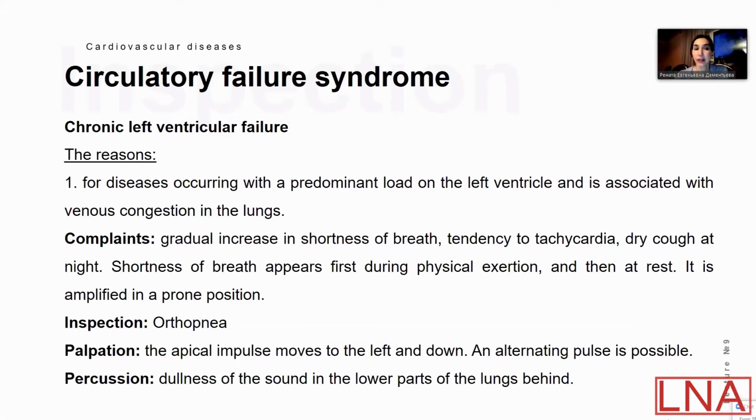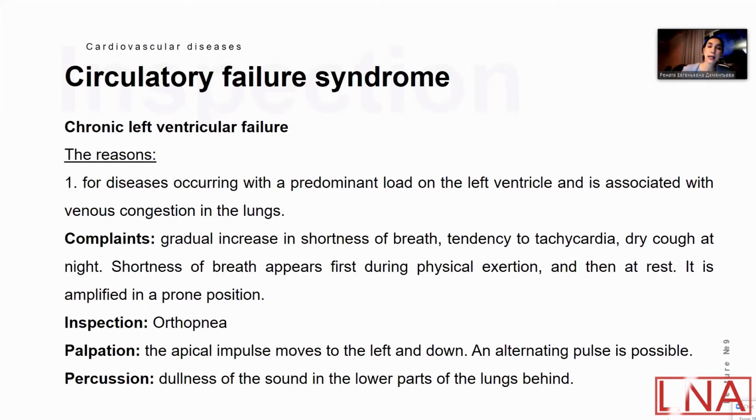Chronic left ventricular failure. The main reasons for the disease occurring are a predominant load on the left ventricle, associated with venous congestion of the lungs. Complaints of the patient during your conversation: gradual increase in shortness of breath. The main complaint in chronic left ventricular failure will be shortness of breath or dyspnea, tendency to tachycardia with some palpitation, and dry cough at night due to increasing preload for the right side. Shortness of breath appears first during physical exertion, and then at rest. It is amplified in the prone position.